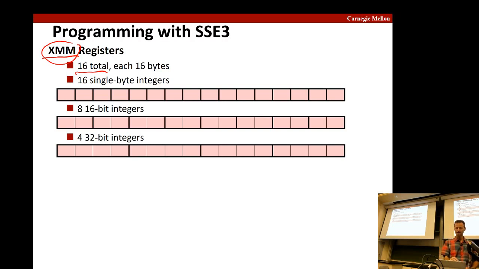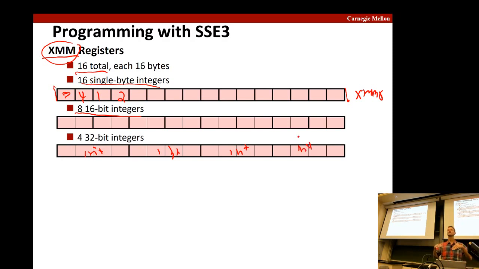So, for instance, I can take a single 16-byte register. This is one register. Let's say this was XMM0. Okay? I can think of that as storing 16 different single-byte integers. So if I have a bunch of small numbers, 3, 4, 1, 2, and so forth. And there are instructions that operate independently on each of these. Or I can think of that as 8 16-bit integers, so a couple of shorts, right? Or 4 32-bit integers, right? So I could have my normal int in each of these places.